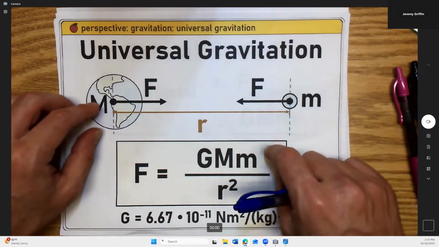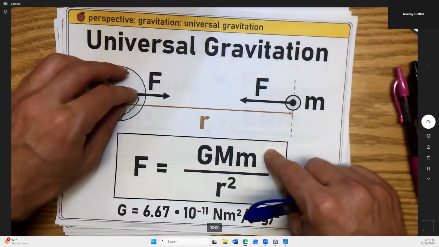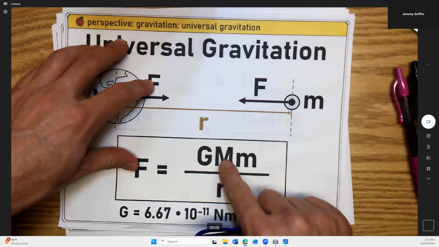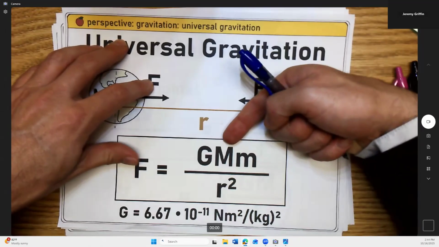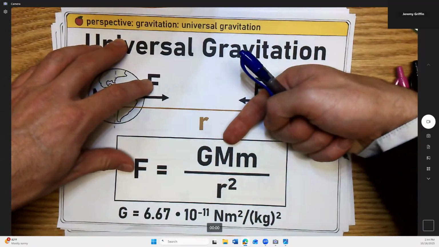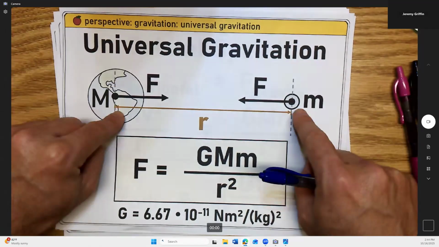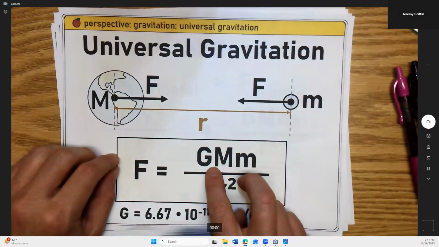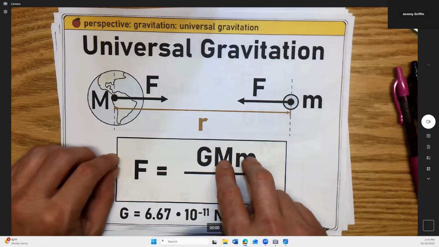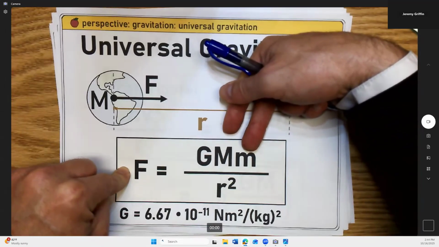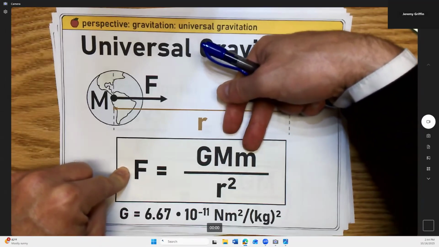See if you guys can figure this out. What if the mass of the Earth was 3 times as massive? What would happen to this force? If you triple the mass, the force becomes 3 times as strong. So 3 times. What if both the Earth and the Moon, what if this mass and this mass are each tripled? Triple is how many times the force? 3 times 3 is 9. 9 times the force.